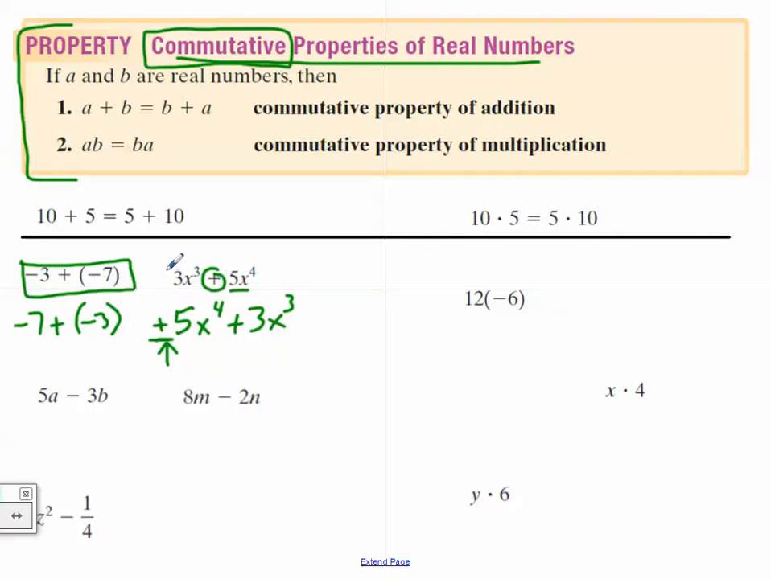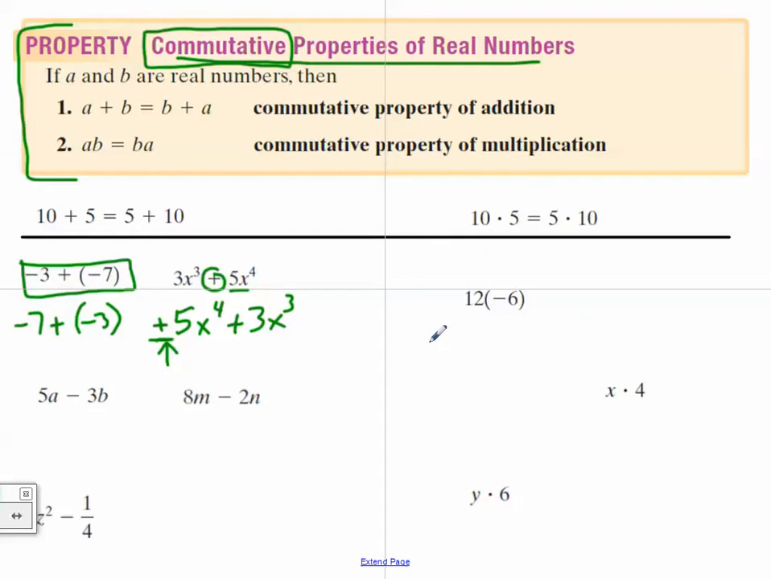And the same idea, if there's no plus sign in front of that 3x cubed, we have to put the plus sign over here because it's separated from this term by a plus sign. That 3x cubed is separated from the 5x to the fourth by a plus sign. So we can move these back and forth. That's the idea of the commutative property of real numbers. We can just move the terms around in different ways to make things easier for us to look at.